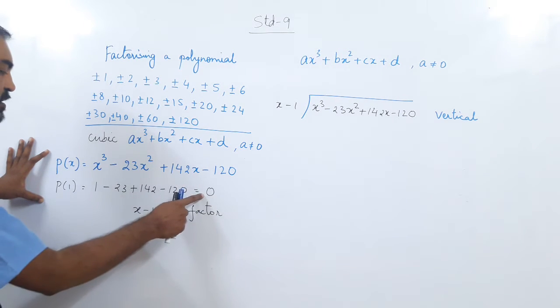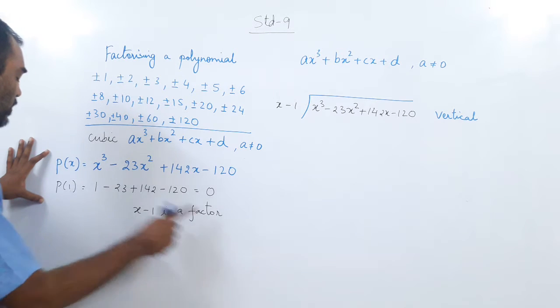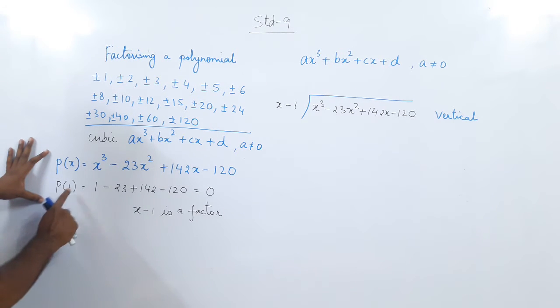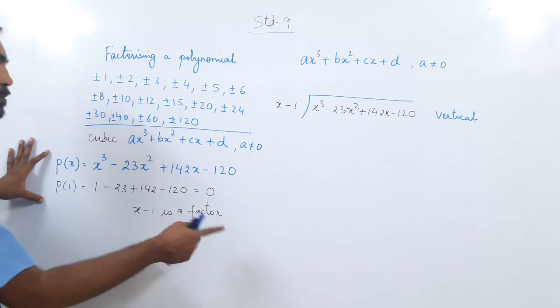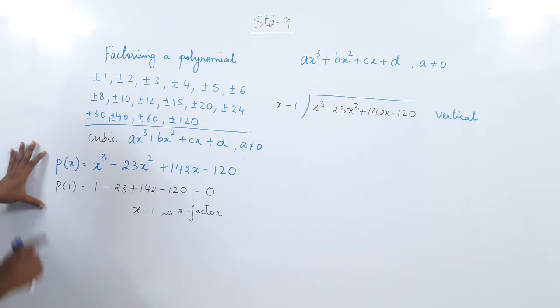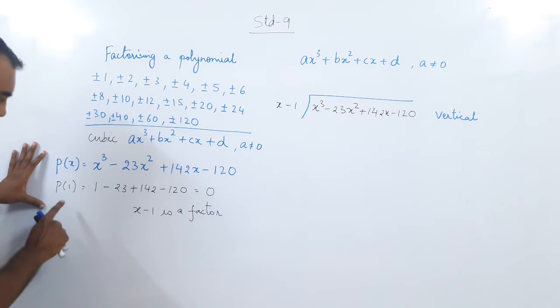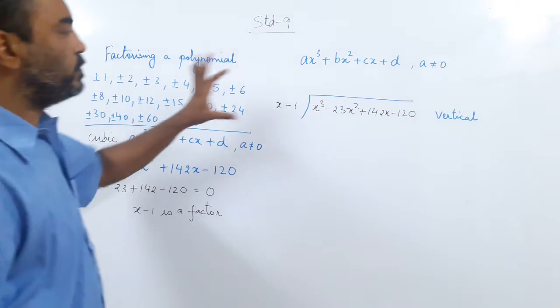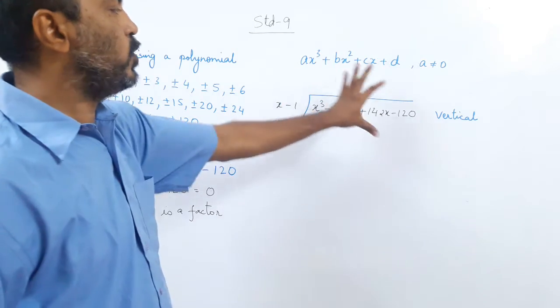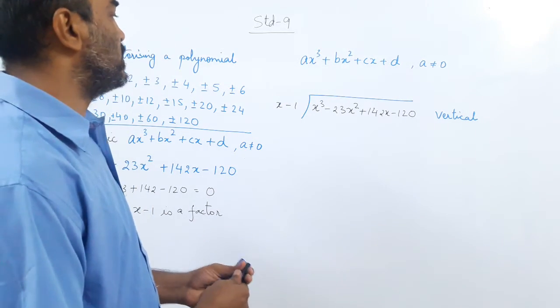If p of minus 1 is 0, x plus 1 is a factor. If p of 2 is 0, then x minus 2 is a factor. If p of minus 2 is 0, x plus 2 is a factor. So first step, remainder theorem, got a factor. Moving to the second step, what is the second step? Long division method. So now comes the second step.